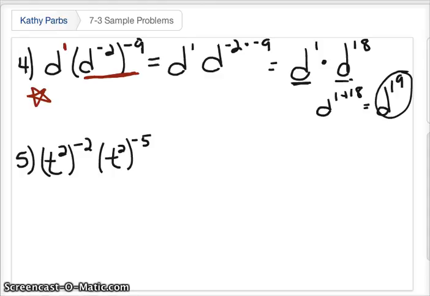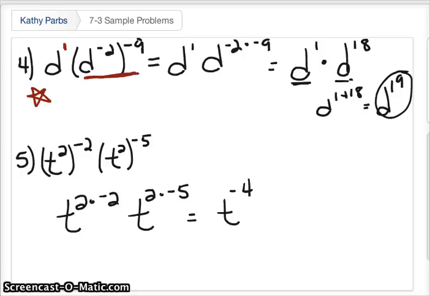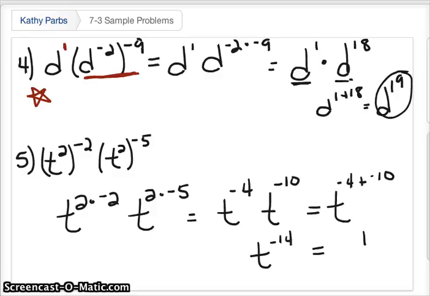In this next problem, we have t to the second times a -2. And then we have t to the 2 times a -5. So t to the 2 times -2 would be t to the -4, times t to the 2 times -5 would be t to the -10. And now they each have their own base, so we add. T to the -4 plus -10 would give us t to the -14, which is equal to 1 over t to the positive 14. This is another good problem to study and make sure you know how to work.